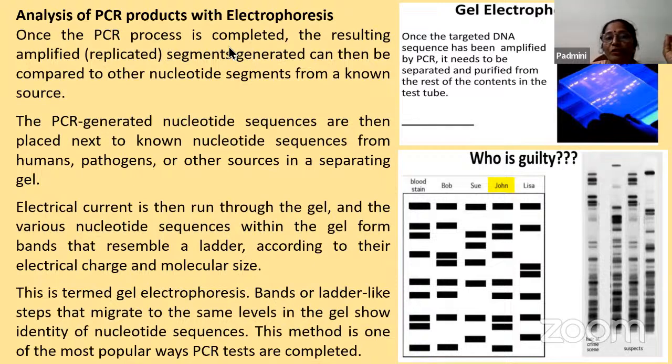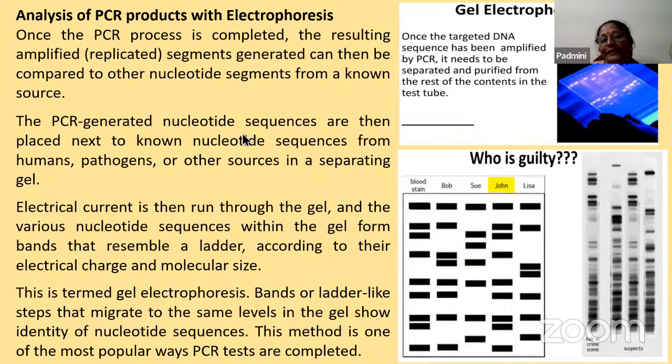Once the PCR process is completed, the resultant amplified segments are generated, and that can be compared with other nucleotide segments from a known source. What is a known source over here? It can be a known molecular weight, or it can be the standard we are going to use to find out whether it is correlating or not.